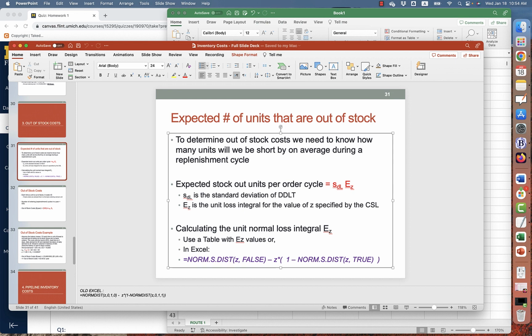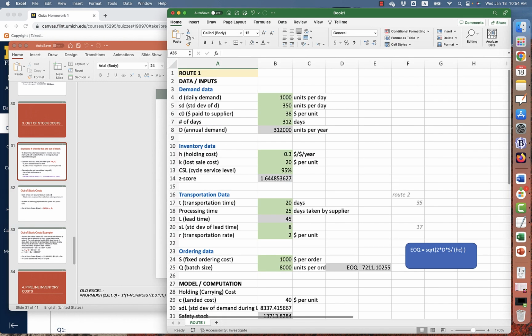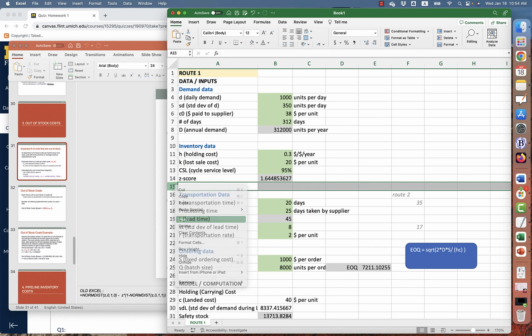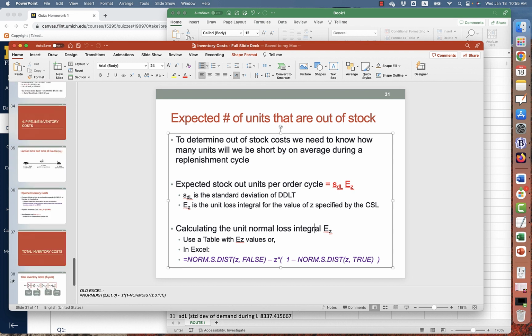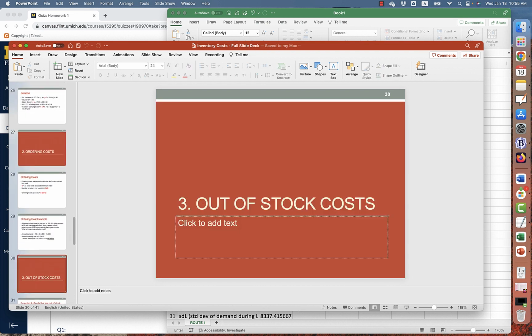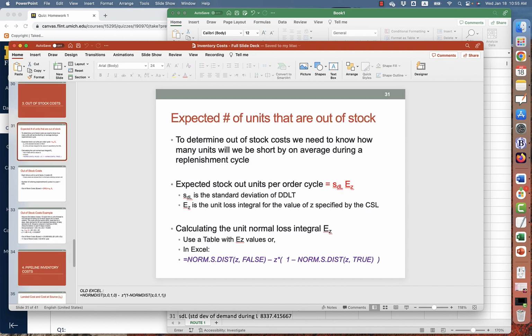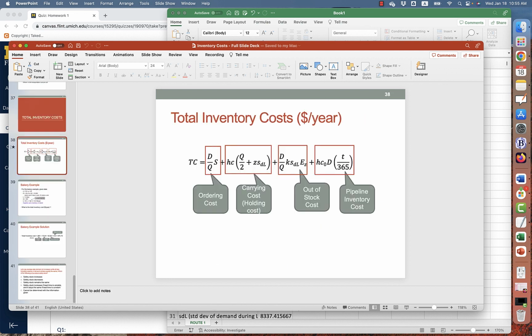EZ depends on the Z-score, which comes from the cycle service level. So actually, we can just do it right here, up here, convert the Z-score to EZ. And this is sometimes called the unit loss integral. So let me give you an intuitive explanation. This formula is on slide 31.